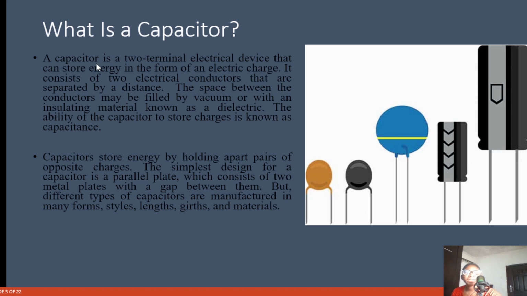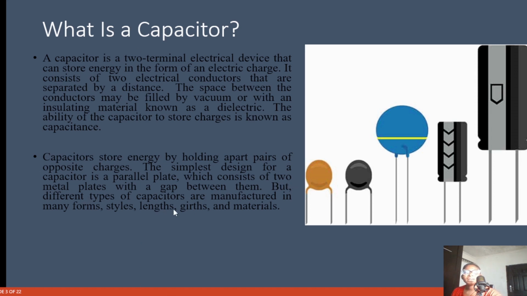So a capacitor is the device that can store energy, but that ability of the capacitor to store charges is known as capacitance. So let's take that again. The ability of the capacitor to store charges is known as capacitance, but the device itself is called a capacitor. Capacitors store charge energy by holding apart pairs of opposite charges, the positive and the negative. The simplest design for a capacitor is a parallel plate, which consists of two metal plates with a gap between them.